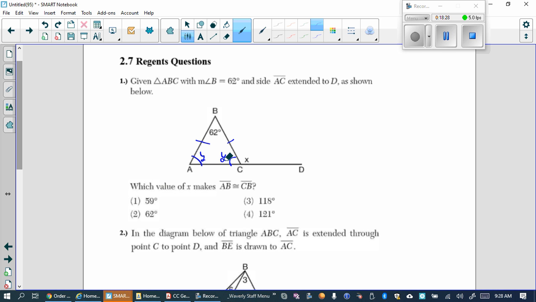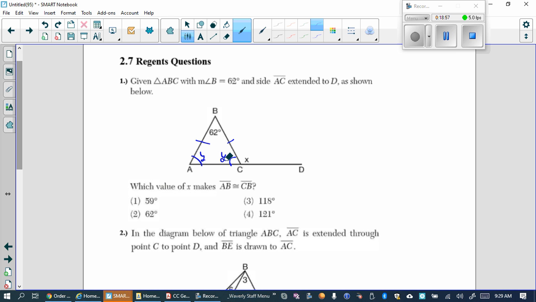I said, what value? X. But it says value of x. Why would we split x? What value of x? Wouldn't it be 118 because it's those two? It is 118. Question asked. All right, 59. Yes, exactly.